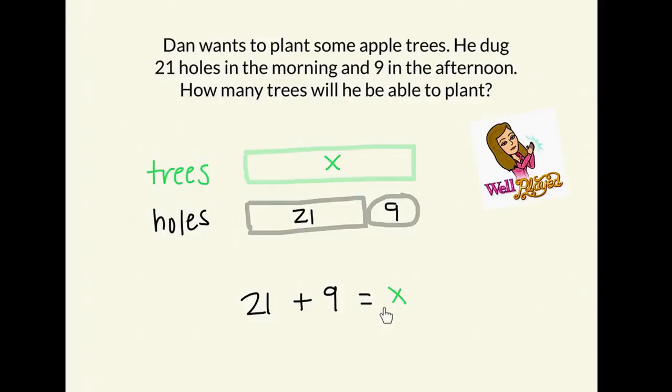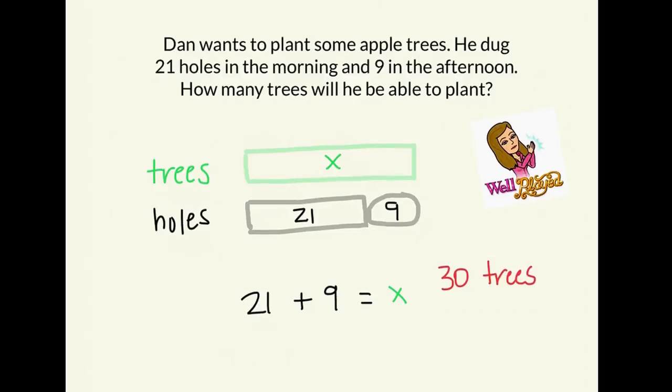And in order to find how many trees he can plant, I need to find how many holes he created. So then I added 21 from the morning plus 9 from the afternoon, and that will give me the total of how many trees he can plant. 21 plus 9 equals 30. So my label will be 30 trees that he will be able to plant. So sometimes you'll get a problem like this where your comparison bars will look a little different than the normal ones we create.